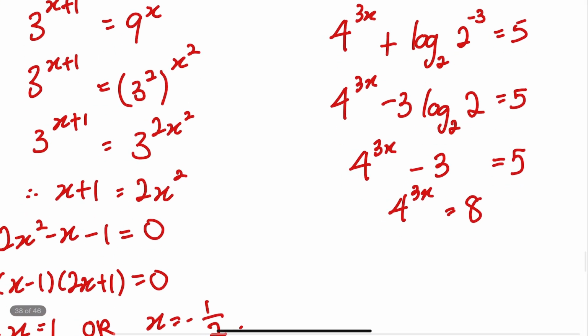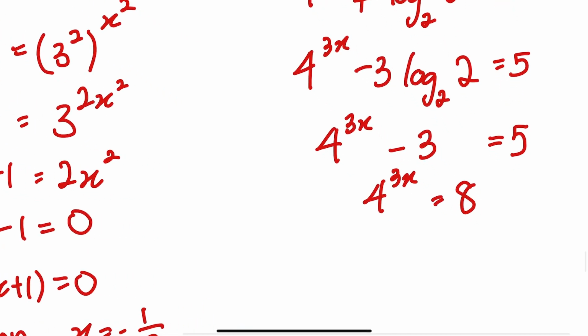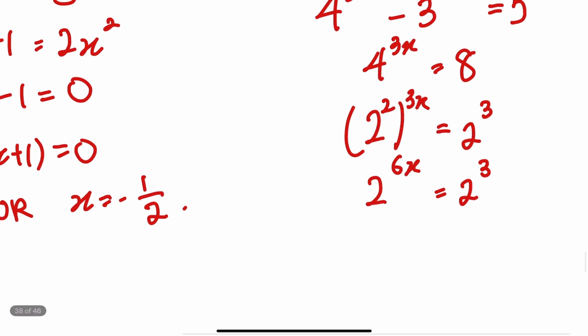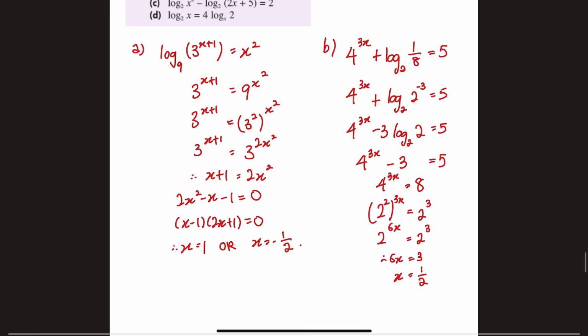Okay, now different bases, how to solve? 4 and 8 can be simplified further, make them base 2. So this is simply 2 squared power 3x, equal to 2 power 3. Therefore, 2 power 6x is equal to 2 power 3. Therefore, 6x is equal to 3, x is equal to half. Okay, and this is for part B.